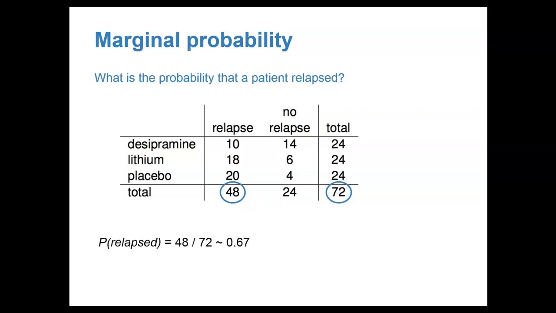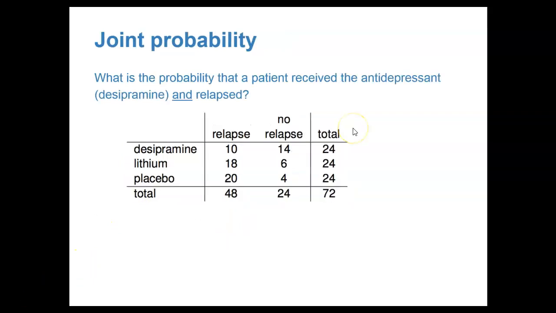So the probability that a patient relapsed is equal to 48 out of 72, or approximately 67 hundredths, which could also be expressed as 67%. So the second of 2 probability concepts related to a contingency table that we need before discussing conditional probability is this idea of joint probability, and that's illustrated by the following question.